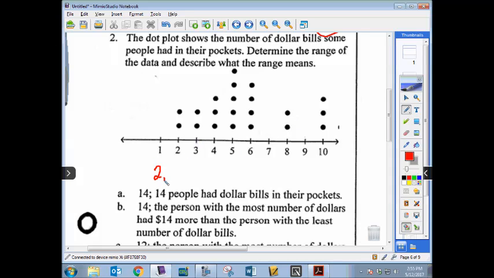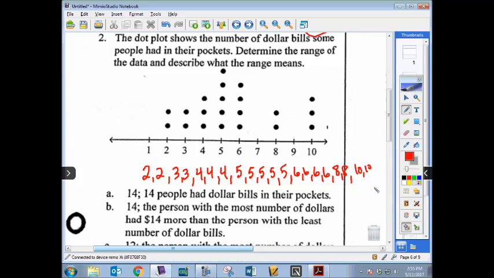There were 2 people that said they had $2 bills. There were 2 people that said they had 3. Okay. There were 3 people that said they had $4 bills. There were 5 people that said they had $5 bills. There were 4 people that said 6. Okay. Nobody had exactly 7 dollar bills. Here we had 8 and 8 was twice, and then 10 and 10 and 10.